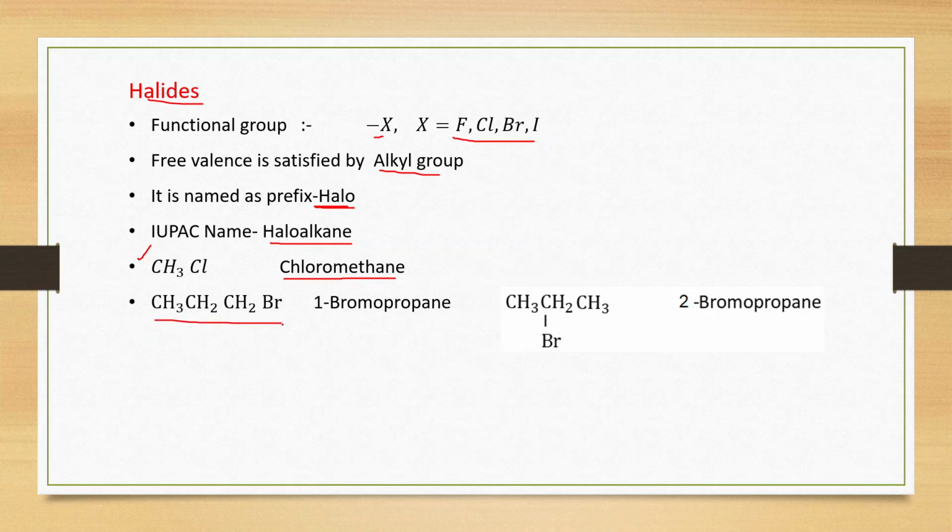Now in this, again the position of this Br may be changed, so we have to give the numbering 1, 2, 3. At the first position Br is attached, that's why this is 1-bromopropane. Now this Br may be at the second position, that's why this is 1, 2, 3. Its name is 2-bromopropane.